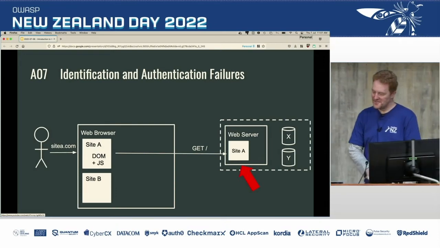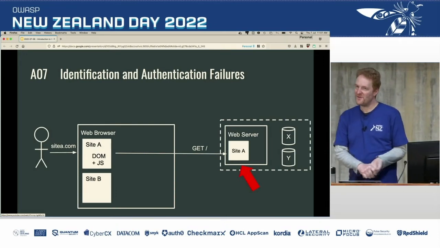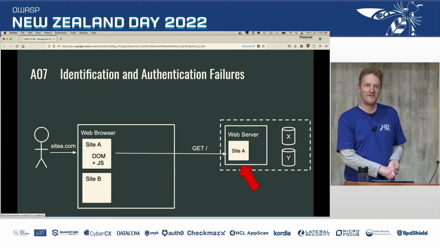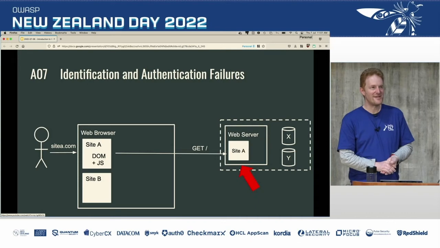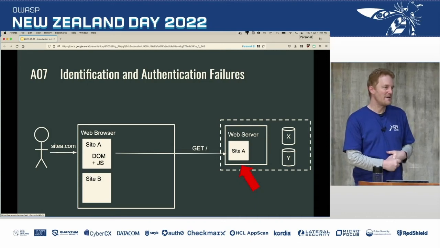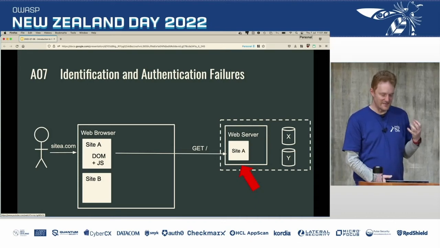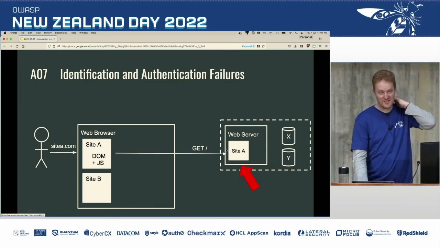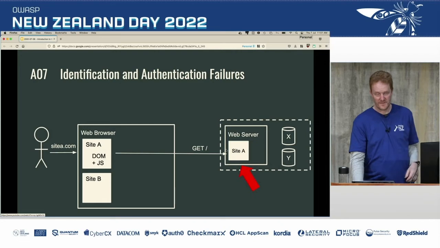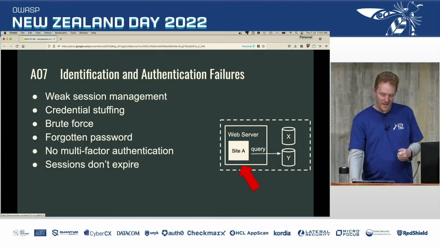Okay, identification and authentication failures. If you've been following the OWASP Top 10, the names for this category of issues have changed over time, but really it's about failing to prove that the person who is connecting to your application is who they say they are. So authentication, essentially.